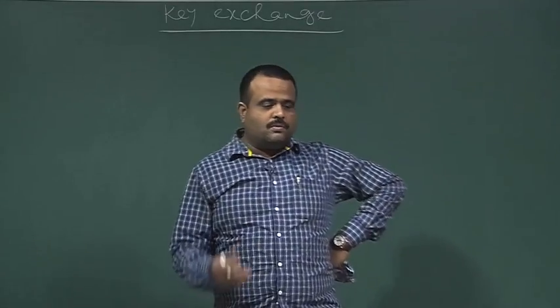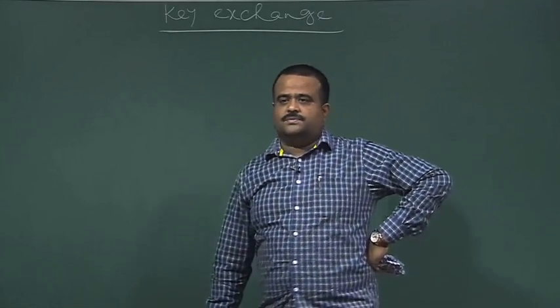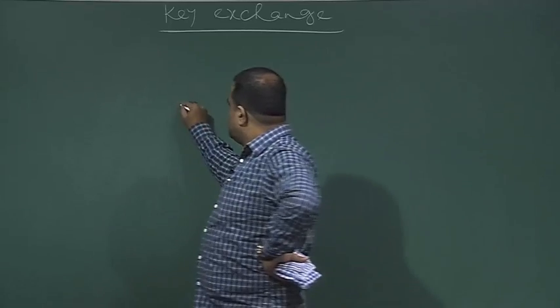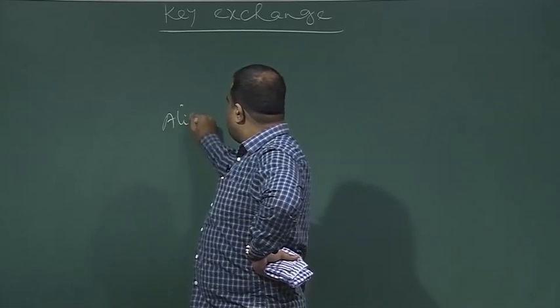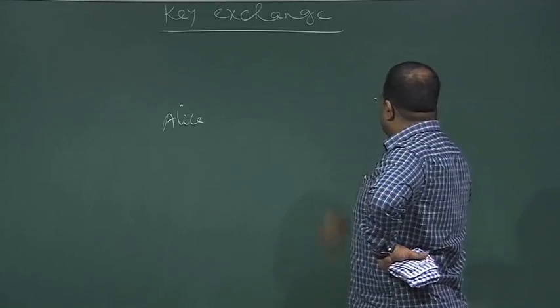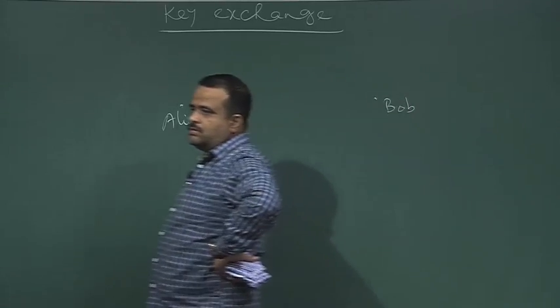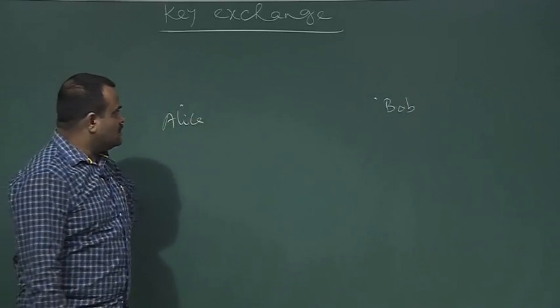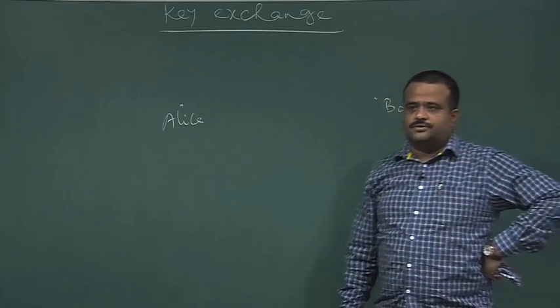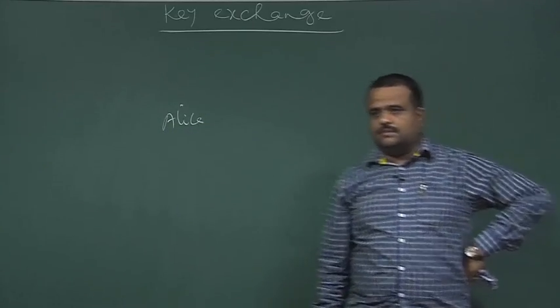Okay, so we talk about key exchange protocol. We have seen one protocol like the Diffie-Hellman protocol. The issue is, suppose two parties Alice and Bob want to communicate. They can either use a symmetric key crypto system or a public key crypto system for communicating a message.